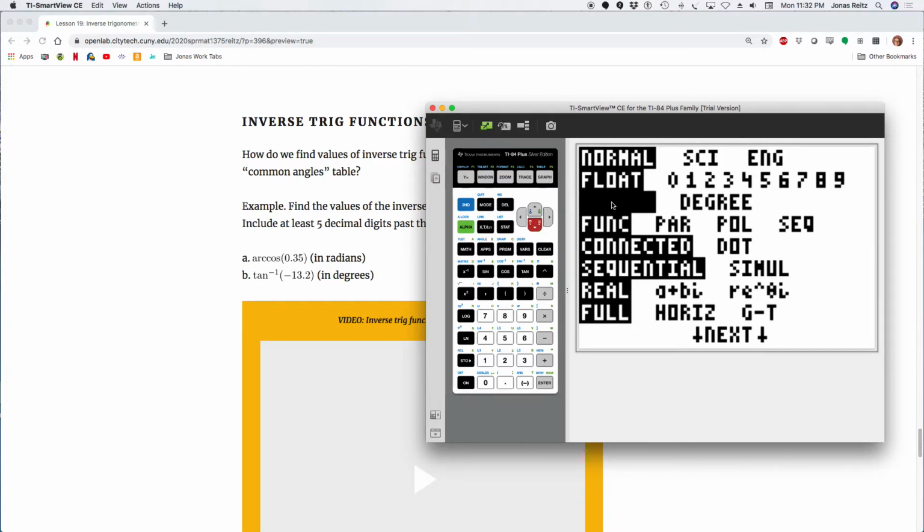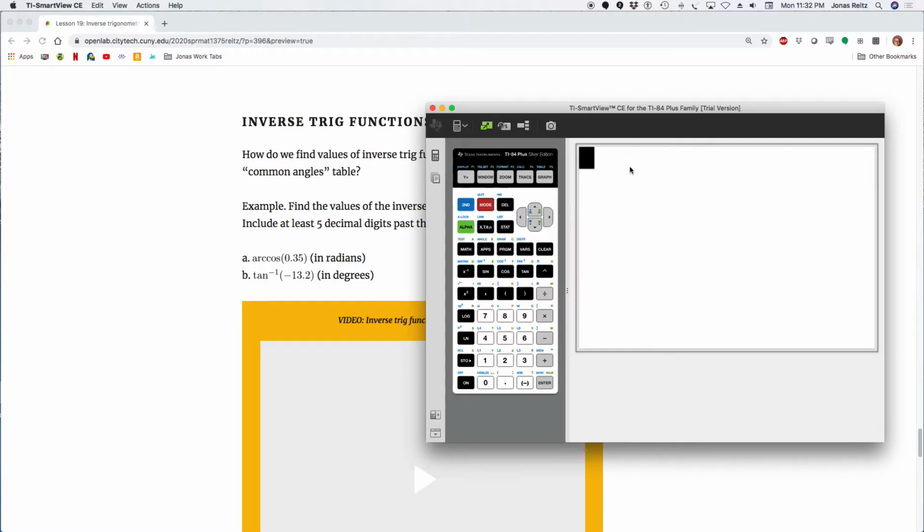When we want to switch it to degrees, we'll come down here and then hit the right arrow. That'll move it to degrees, and hit enter. That will highlight degrees. Now, I'm just going to change it back. Here we go, radians. Click. And then we can hit second quit to get ourselves back to our main screen.